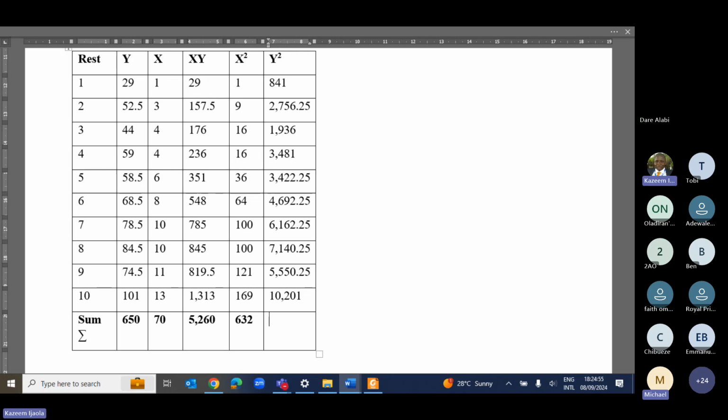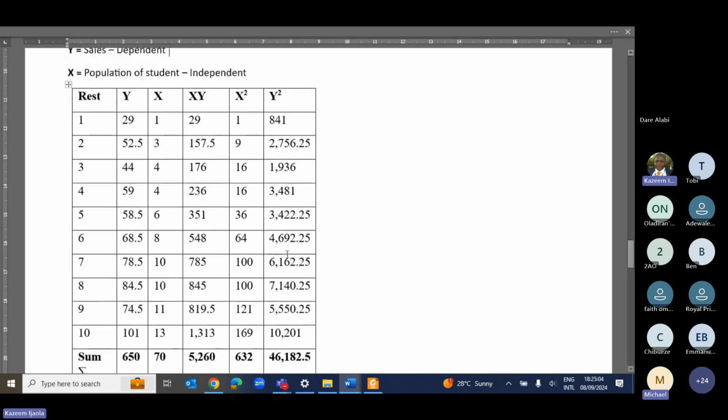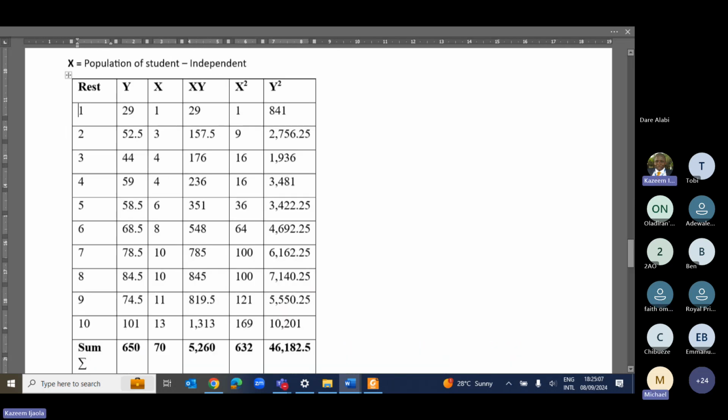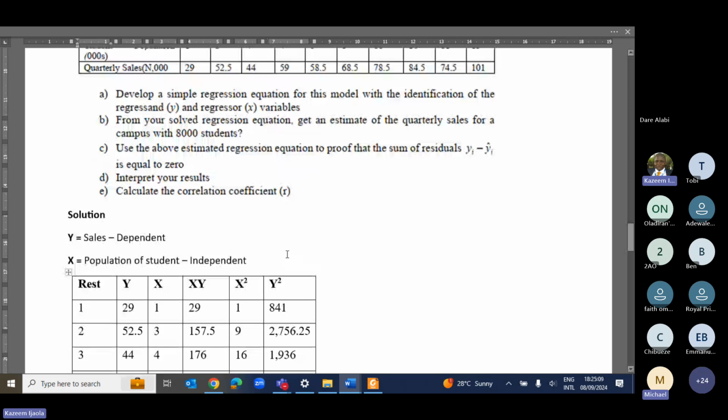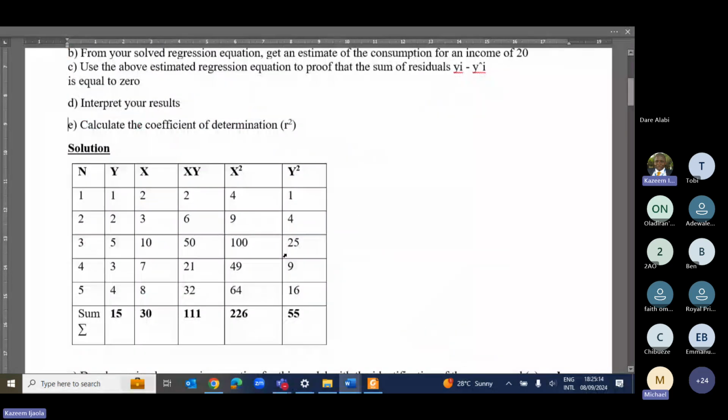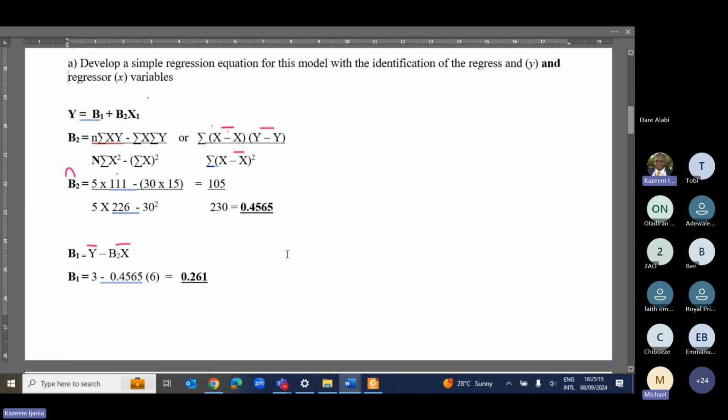I got 46. 182.5. I'm doing it on my own. If you are not pressing your calculator, you better press it so that you're not going to be practicing on the exam day. Please press your calculator now so that you won't be practicing it on the exam day. It's very important. So question number 1 is what?